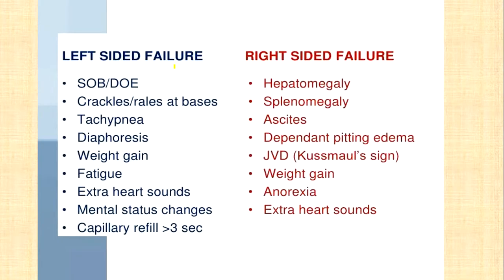In left-sided heart failure, I told you the main features are shortness of breath, crackles or rales at the lung bases, tachypnea. And in right-sided heart failure, the features are congestion of the organs of the body, hepatomegaly, splenomegaly, ascites, dependent pitting edema, and raised jugular venous pressure.